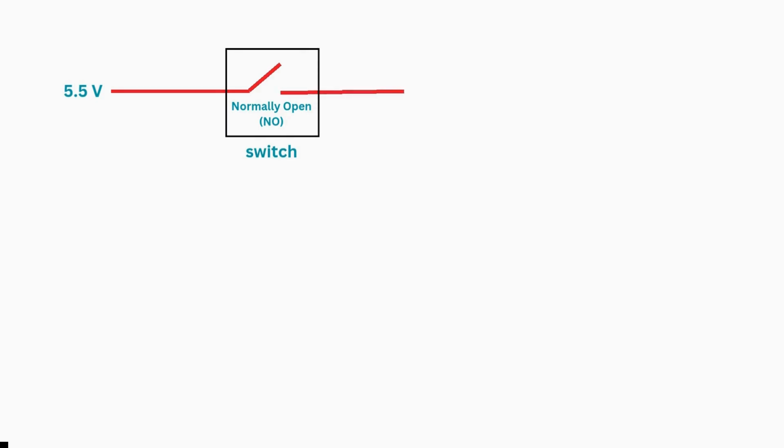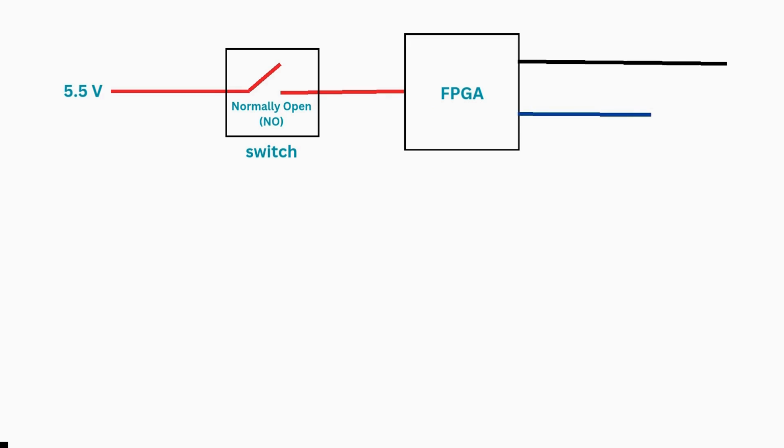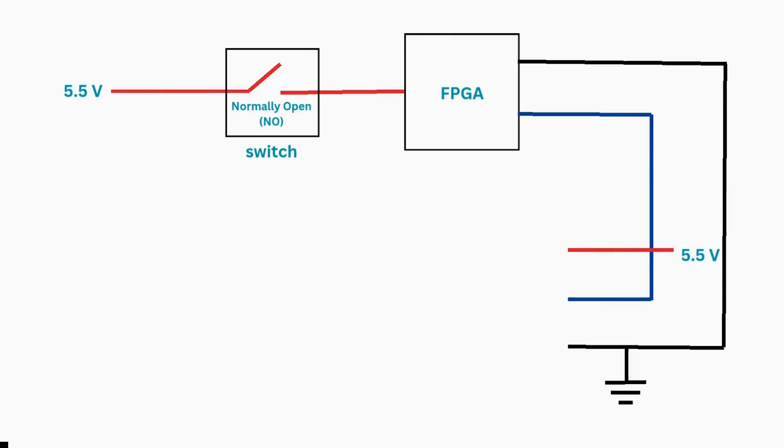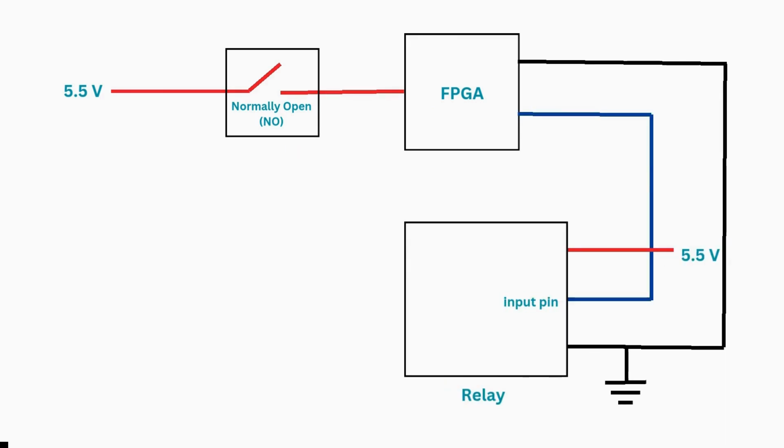A 5.5 V power source is connected to the normally open terminal of the push button switch. This switch also connects to one of the PMOD ports on the FPGA board. Meanwhile, the FPGA is also connected to a relay module through a different PMOD port, with the connection going to the input control pin of the relay. Both the FPGA and the relay module share a common ground to ensure proper signal reference.